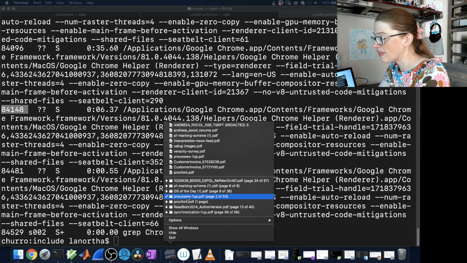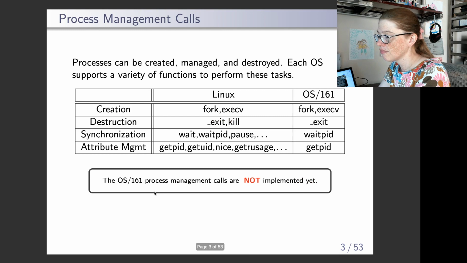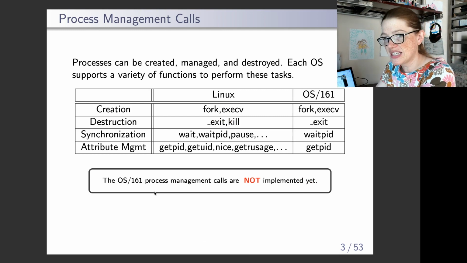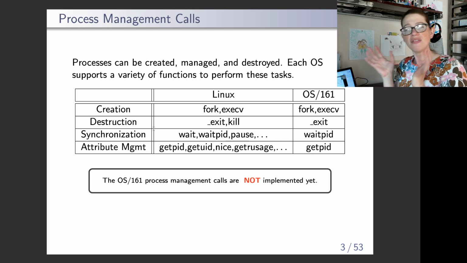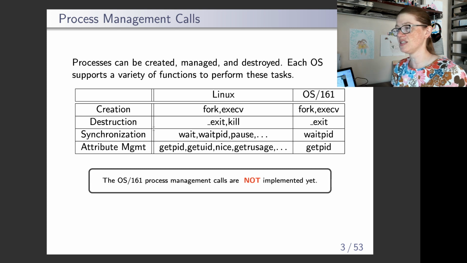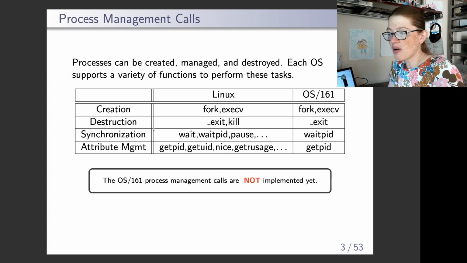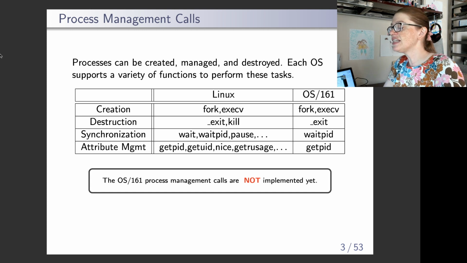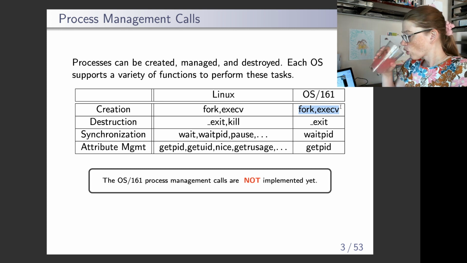So going back then, here are some of the specific process management calls that are out there. So to create, one of the things we didn't talk about is how to create a process. Well, there are many ways to create processes, and they really vary by operating system. But in Linux, there are two primary ways that you can create a process, and that is to fork or exec. And OS 161 also has those same two.